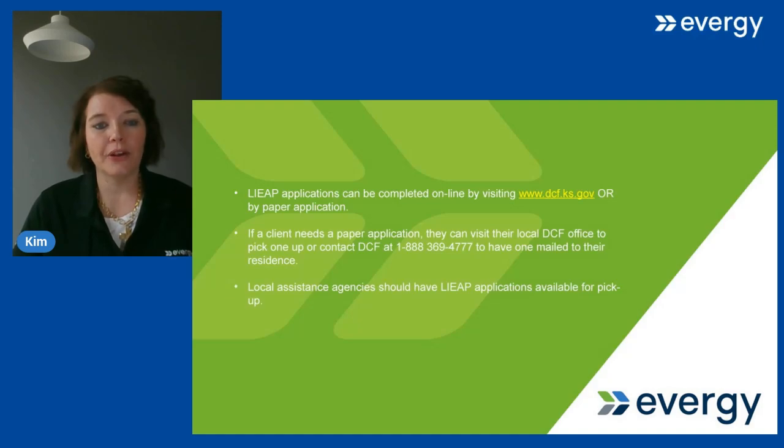You can apply for Kansas LEAP online by visiting www.dcf.ks.gov. You will need to create an account and password the first time you use the DCF self-service portal. You can also apply by a paper application. If you need a paper application, you can visit your local DCF office or assistance agency to pick one up, or call DCF at 1-888-369-4777 and request an application be mailed to you.